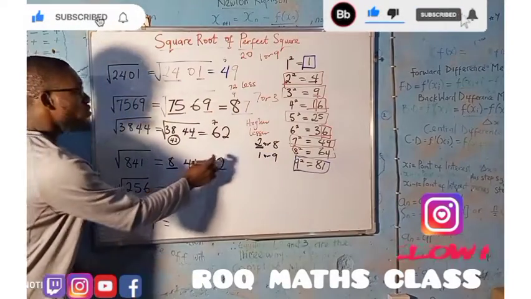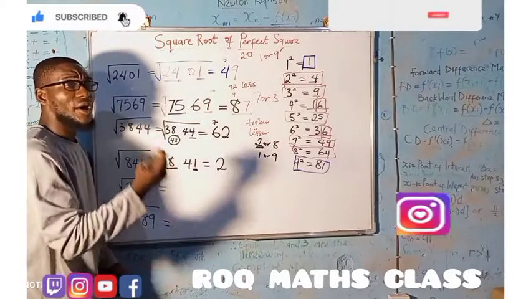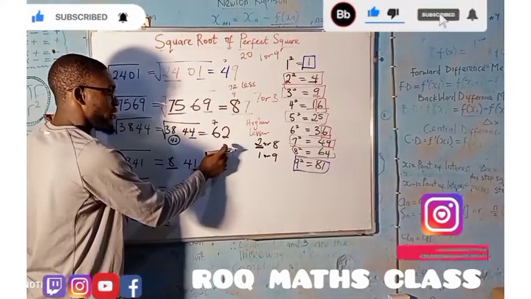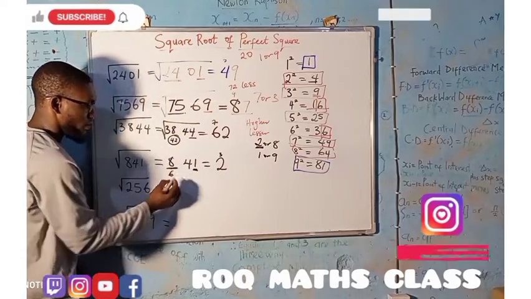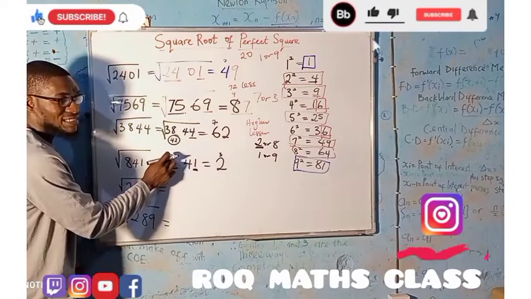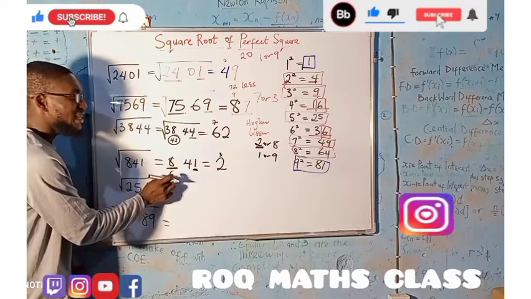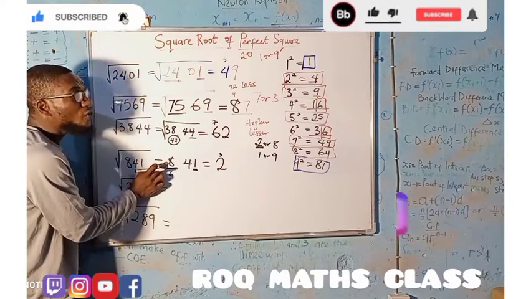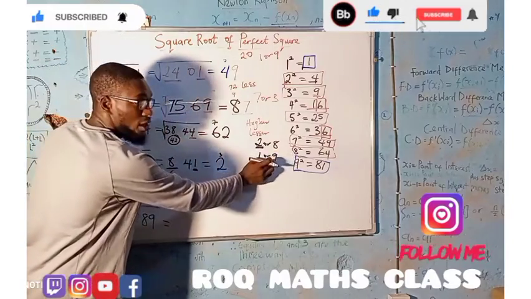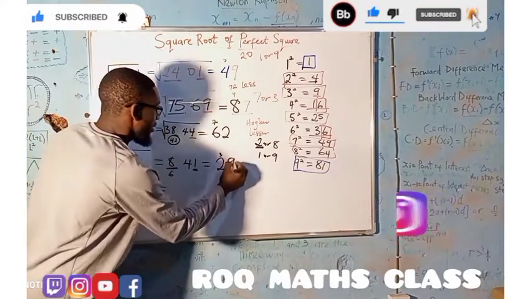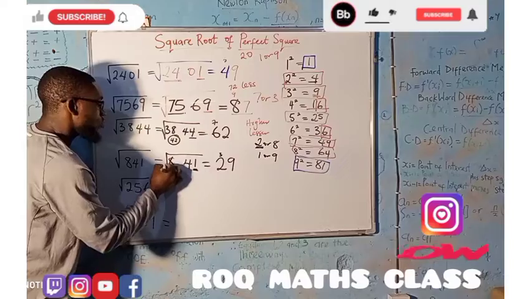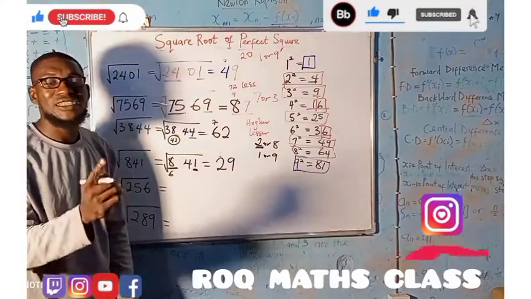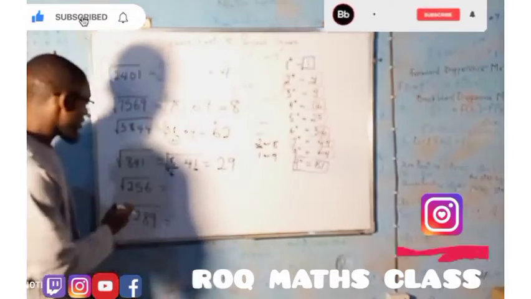Good. Then 2 times the next number. What is our next number? Our next number is 3. 2 times 3 is 6. Is 6 greater than or less than this number? It is lesser than 8. If it's less than this number, I'll go for the bigger value, which is 9. Therefore, the square root of 841 is 29.